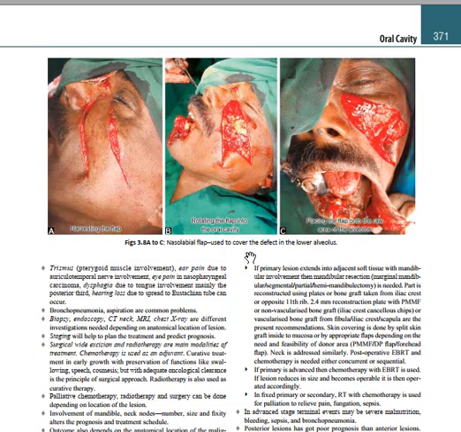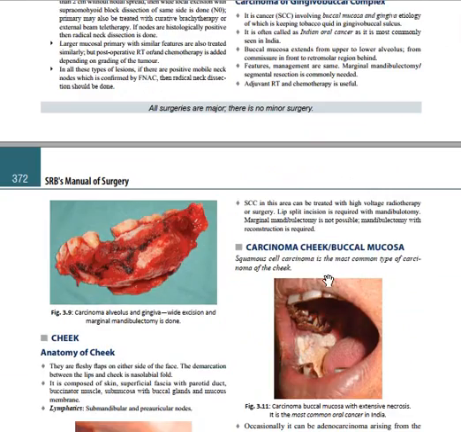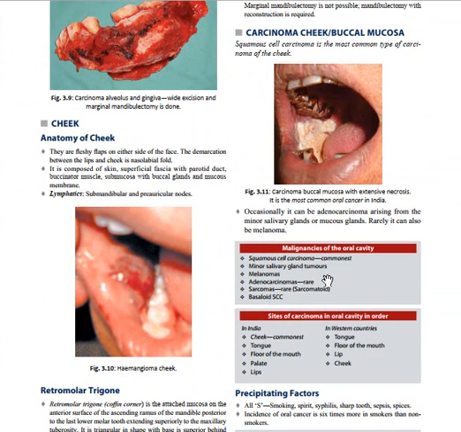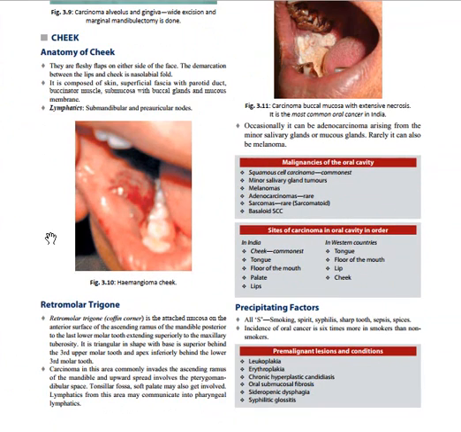So these are the cases where the flaps can be taken. I'm not going to speak more about that. The cheek anatomy: to visualize the anatomy, just go to the anatomy that you have seen.